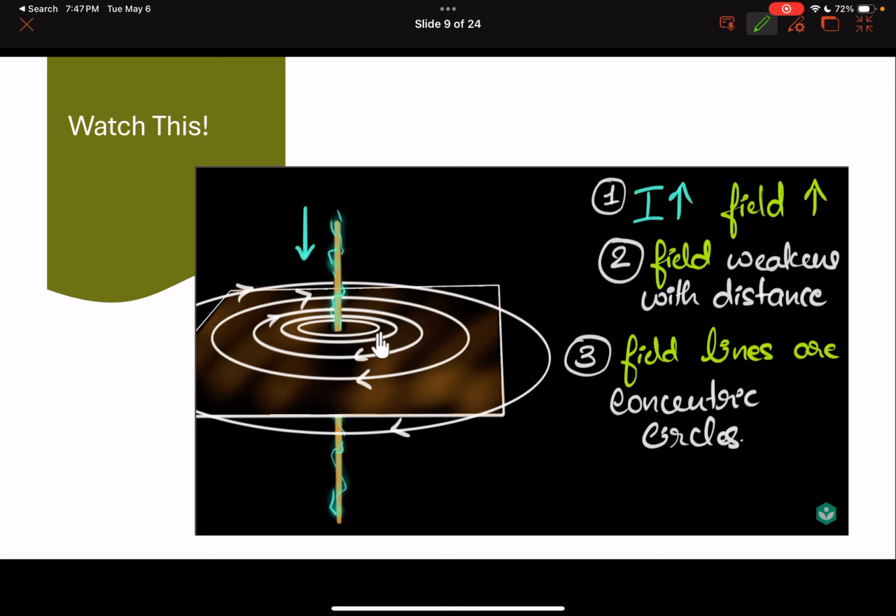You may remember that one of the properties of the field lines is that if the field is stronger, then we draw the field lines closer to each other. And as we go away from the wire, the field weakens, and as a result, we draw the circles farther away from each other. So, what did we learn in this video?